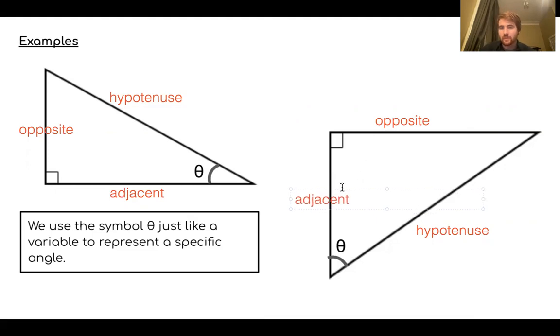Now that you've watched this video, hopefully you have a good understanding. If you don't, you can ask me or your classmates, and you'll go ahead and do a bunch of practice just labeling the different sides, opposite, adjacent, and hypotenuse, because these names become really important as we go further into trigonometry.